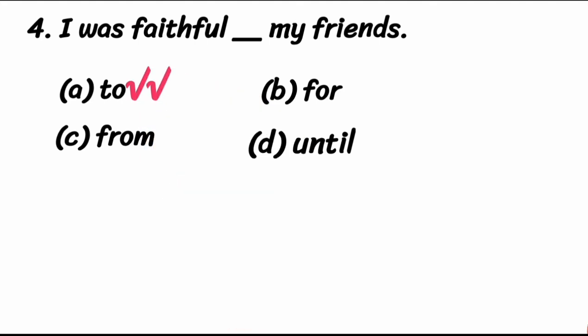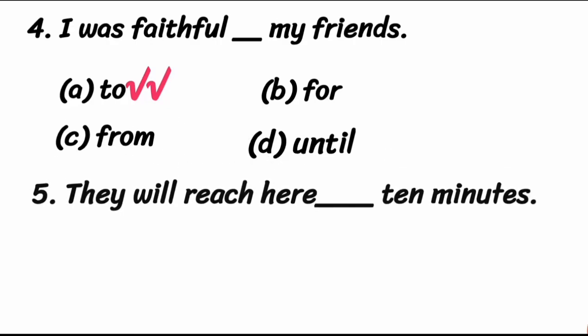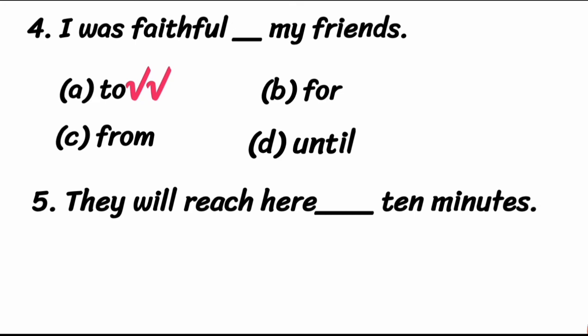Most usually it also takes the preposition with, but as it is not in the options, we only choose that option which is most probable to use with it, or which is mostly suitable to make sense. So "I was faithful to my friends" is the correct sense, and the preposition to is suitable for the word faithful.